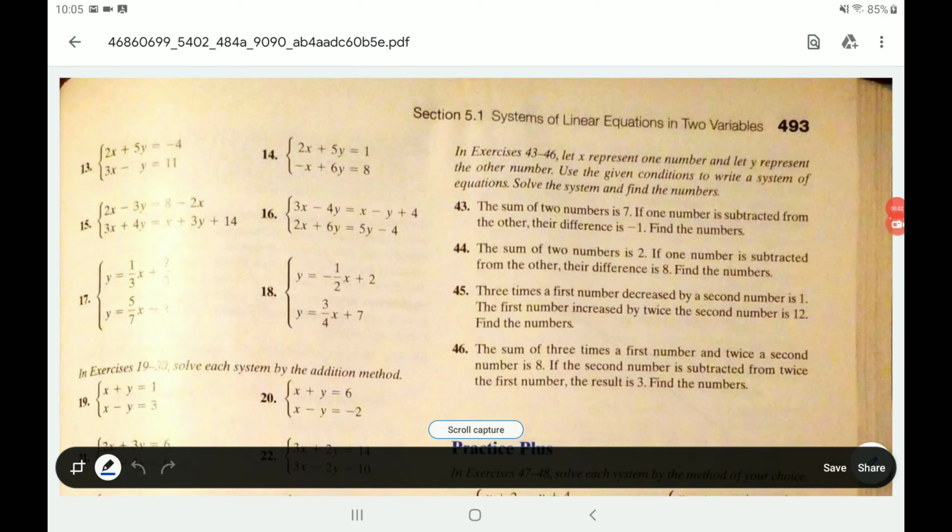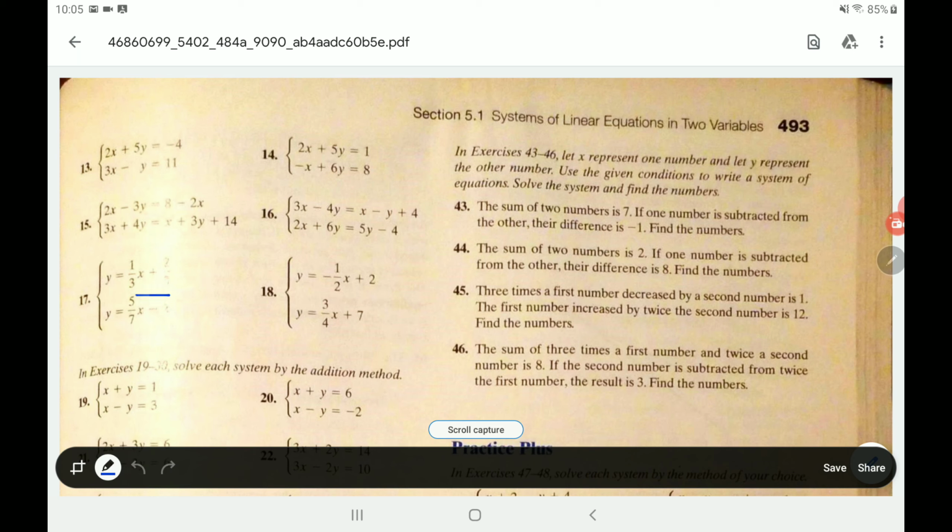Alright, I wanted to go through some of this because the photo on here isn't really great, so I wanted to make sure you knew what all the numbers said. This does say 2x plus 5y equals negative 4, 3x minus y equals 11. This is 2x minus 3y equals 8 minus 2y. Number 15, second part is 3x plus 4y equals x plus 3y plus 14.